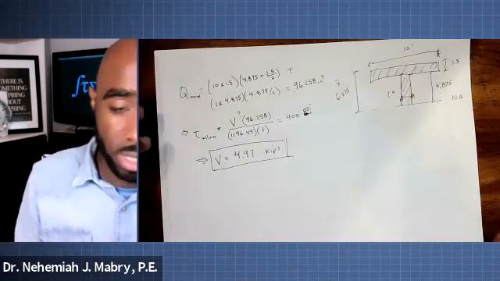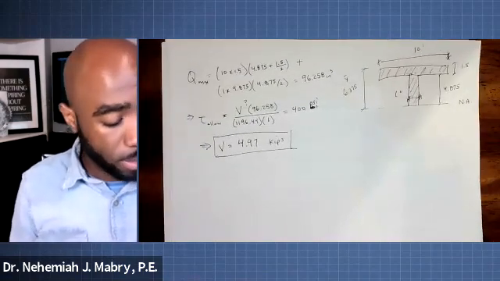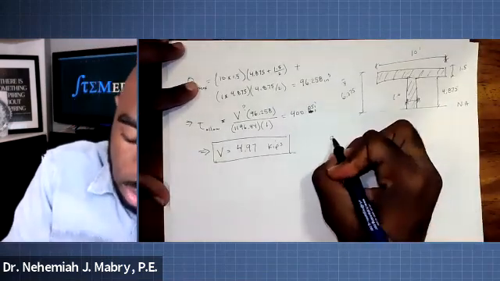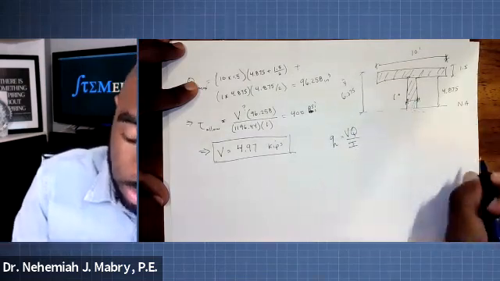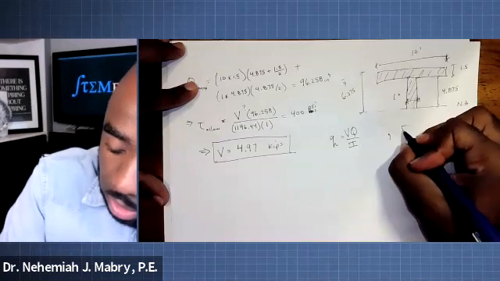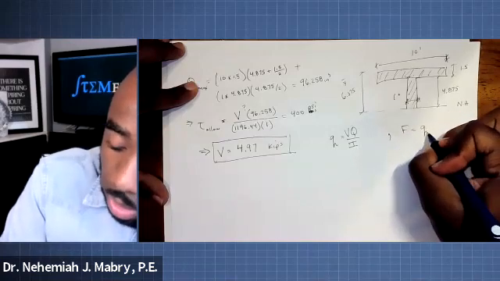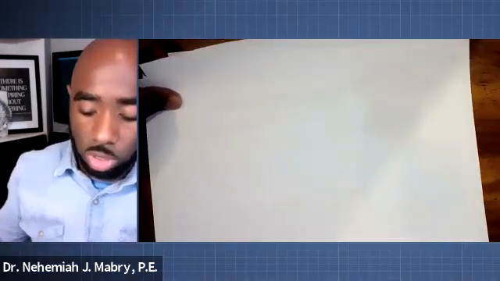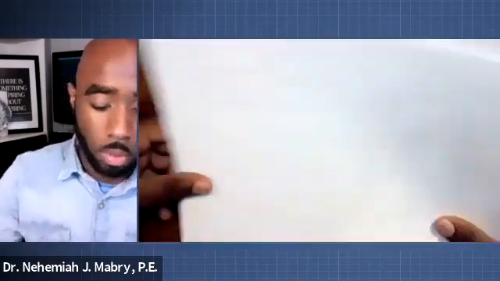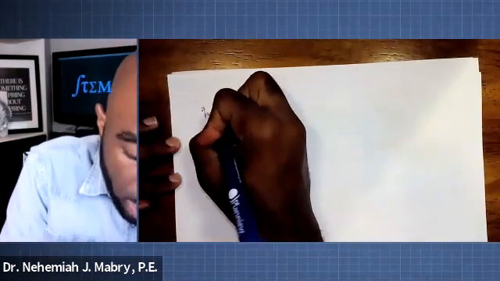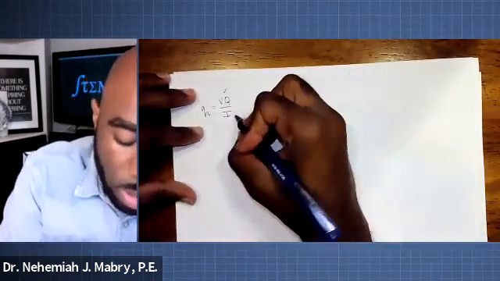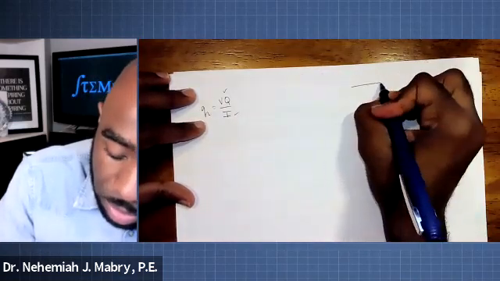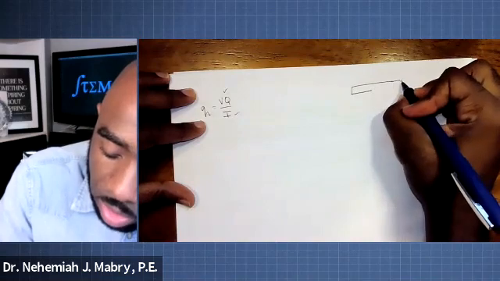Now to find the maximum spacing, we're going to use shear flow, right? And if you recall, shear flow is little q equals VQ over I. And then for the spacing, the equation I gave you is capital F equals qs. Looking at little q, VQ over I, we know our V, we know our I. In order to get the spacing, we're going to have to find two different Qs.